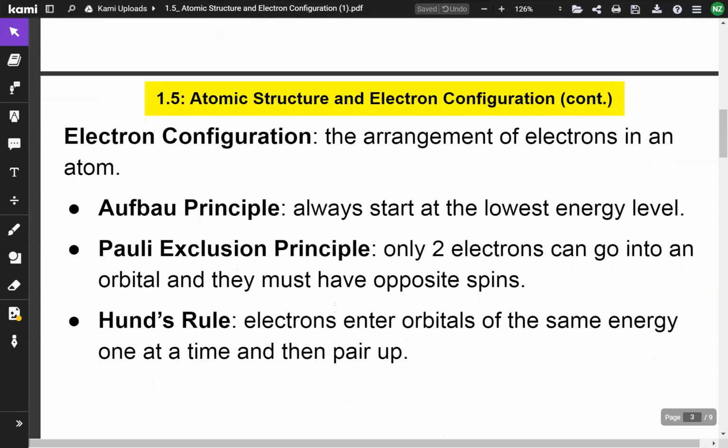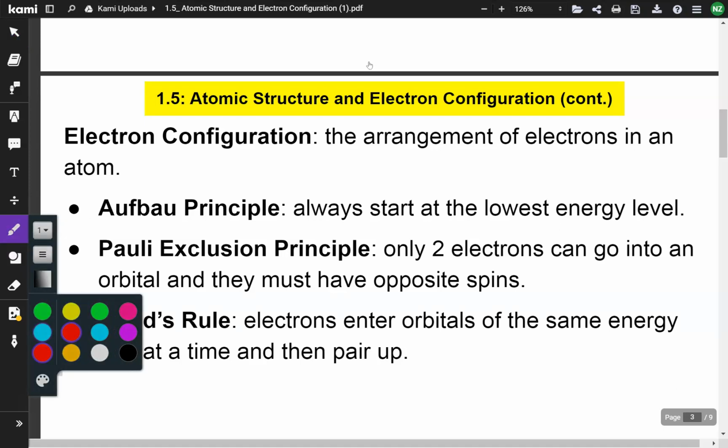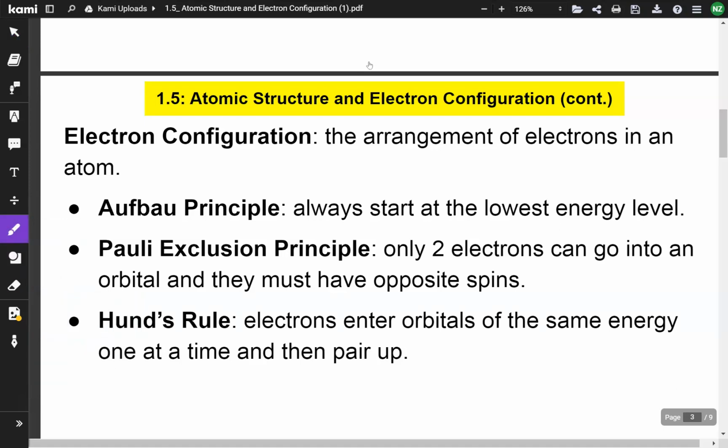Electron configuration is the arrangement of electrons in an atom. We're going to go through a couple of examples here where we're going to work through electron configuration. There are 3 principles that we always want to follow when we're doing our electron configuration. The first is the Aufbau principle. We always want to start with the lowest energy level, which is going to be our 1s energy level.